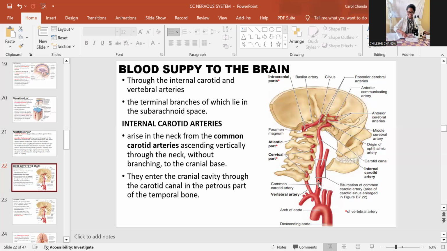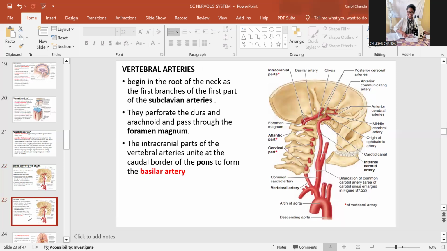So once the common carotid artery starts ascending, there will be a point near C6 where the common carotid artery will bifurcate into an internal carotid and an external carotid. The internal carotid is the one that will go all the way up to the cranium, and it will enter the cranial cavity through the petrous part of the temporal bone.